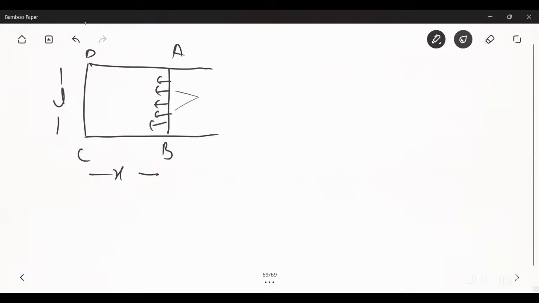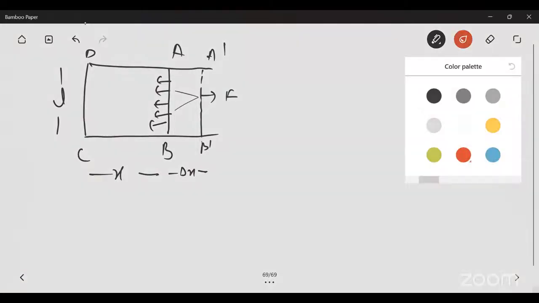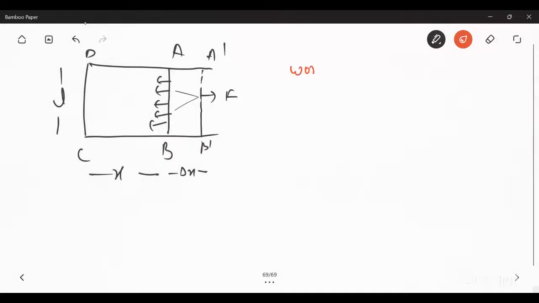If I move it by a distance delta x from B, it will come to the position A dash B dash, if I stretch it with force F. Now, the work done by the external agent is force into change in distance. So what is the force? 2 sigma L into delta x.